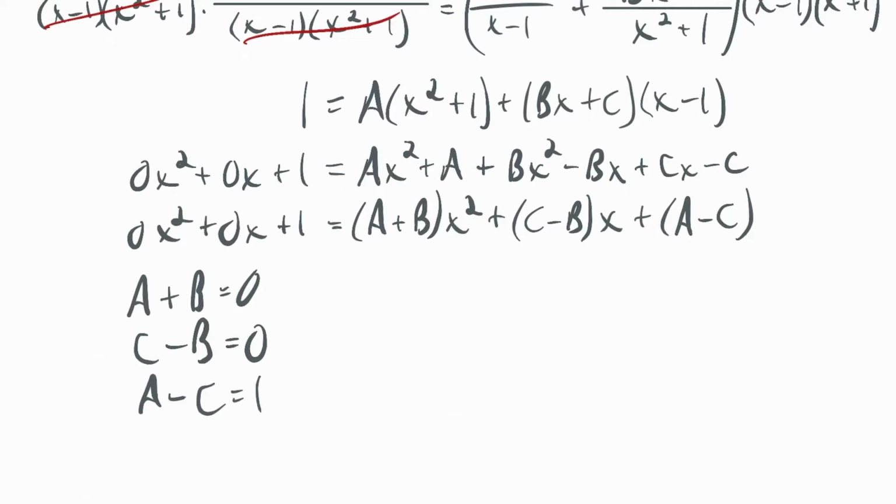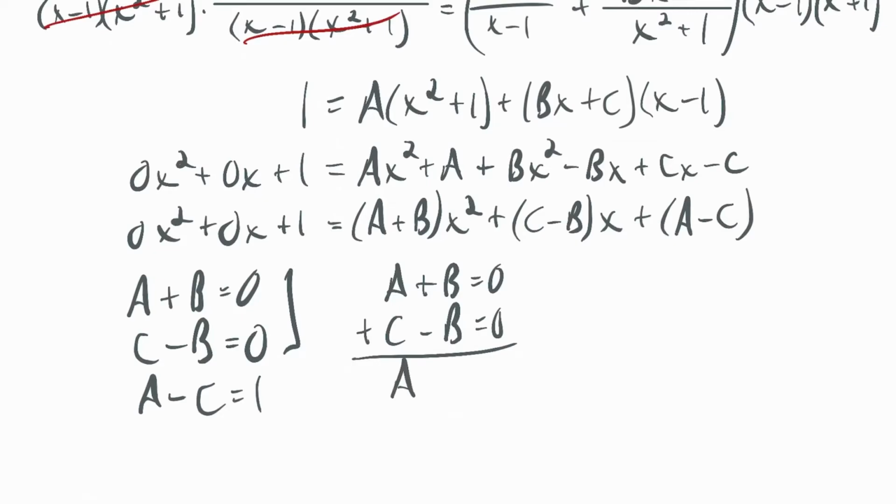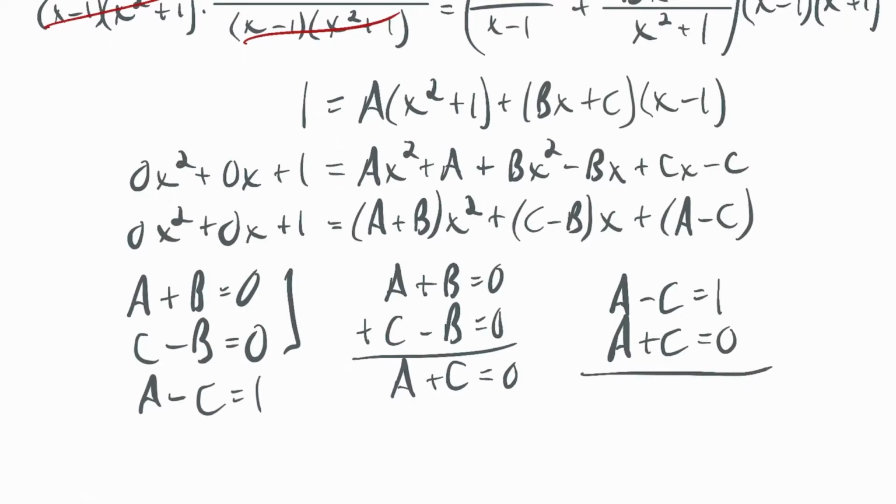I notice if I take the first two equations and add them together, right? If I take a plus b equals 0 and c minus b equals 0, and add those two equations together, the b's will cancel and I'll get a plus c equals 0. And then I can take these two equations, right, and say a minus c equals 1. Well, a plus c equals 0. If I add those two equations together, I get 2a equals 1. So a equals 1/2, okay?